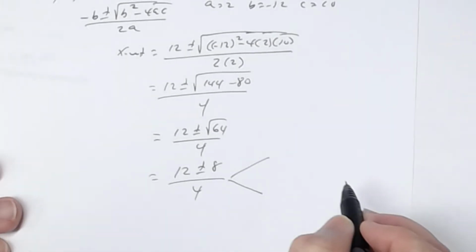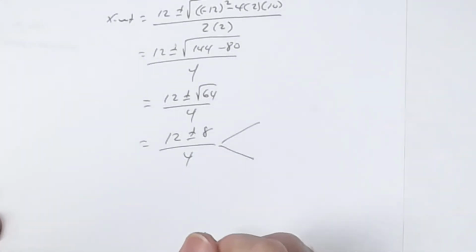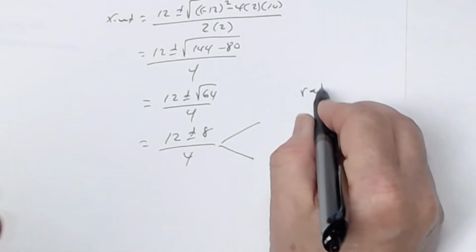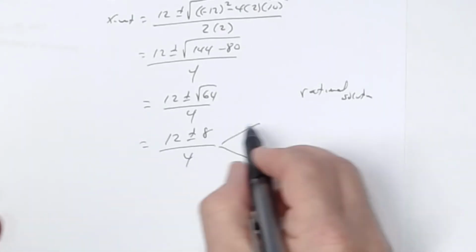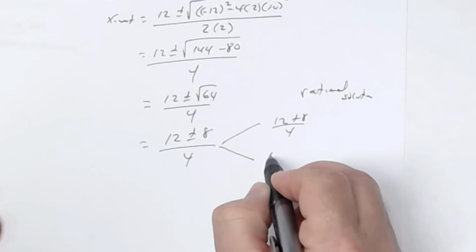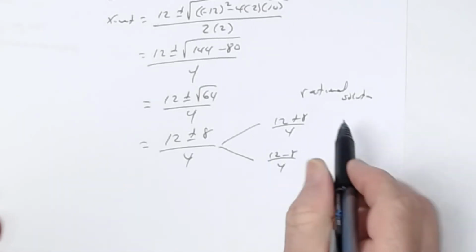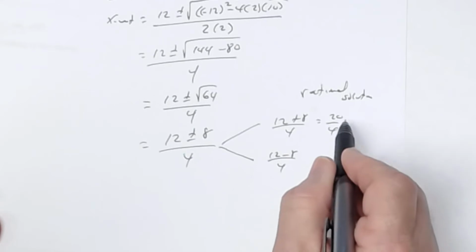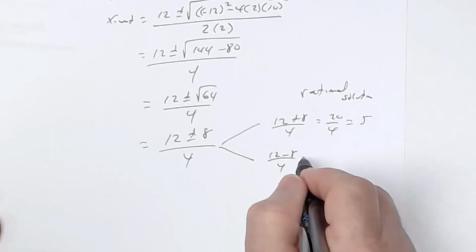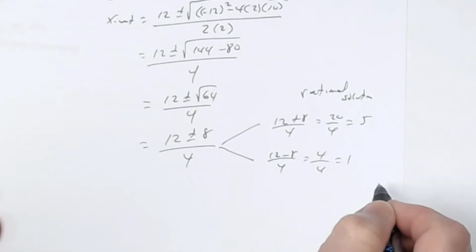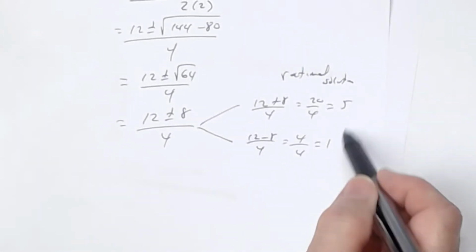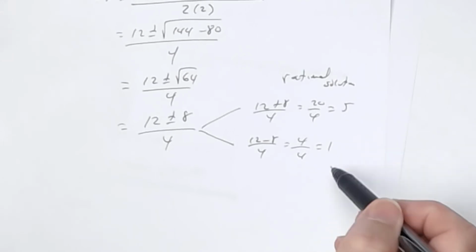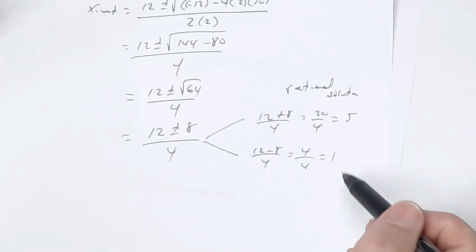And so now I'm going to get rational numbers, rational solutions. I will end up with rational solutions instead of irrational solutions. So I'm going to say 12 plus 8 divided by 4, 12 minus 8 divided by 4. 12 plus 8 is 20. 20 divided by 4 is 5. 12 minus 8 is 4. 4 divided by 4 is 1. Now notice, even though I said round to the nearest tenth, that part was not necessary because these are rational numbers. So I'm going to leave them as such.